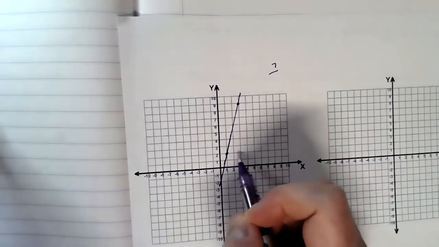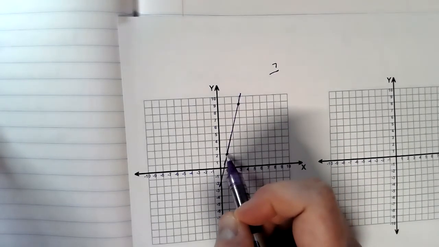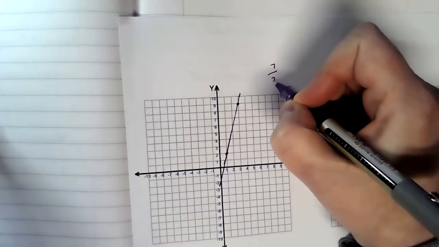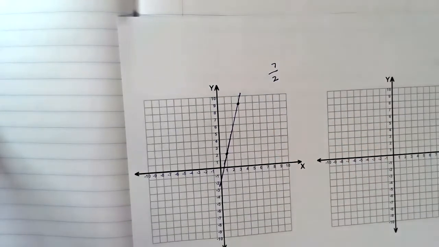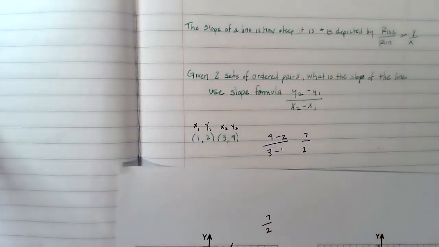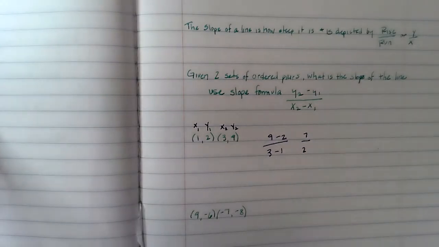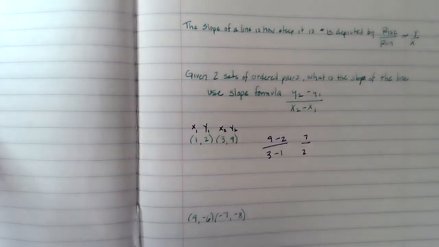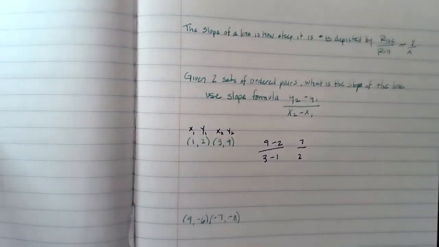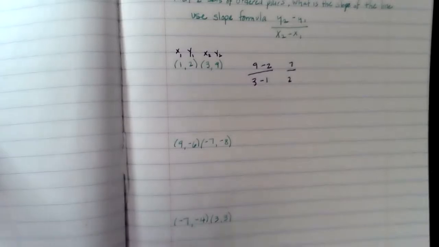The run is how many spaces across horizontally. We start here, 1, 2, 2 spaces. That tells us how steep the line is. That's our slope. Look at that. It matches. It works. Excellent. All right, let's do a couple more of these. I'm not going to graph the next two, but we'll just make sure that we figure out the slope based on coordinates.